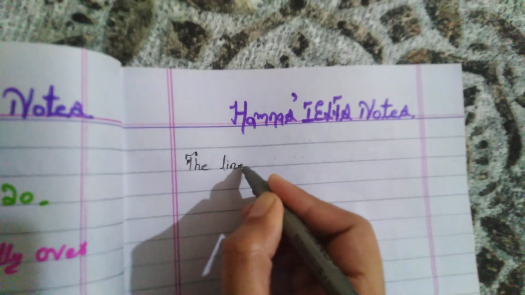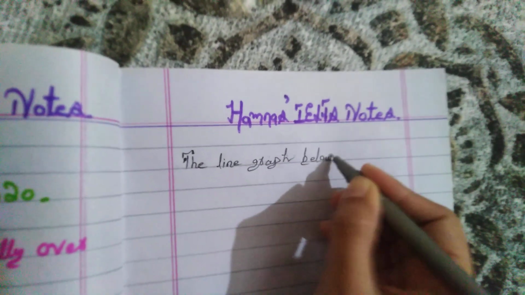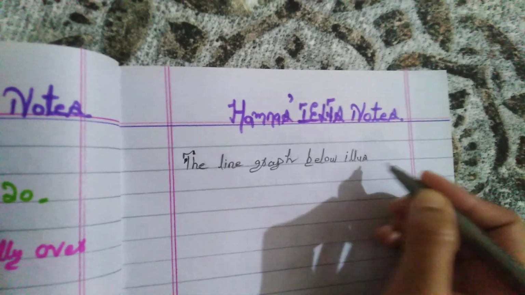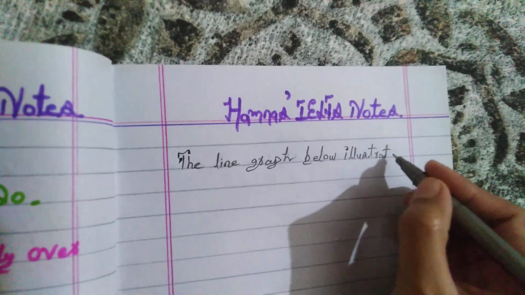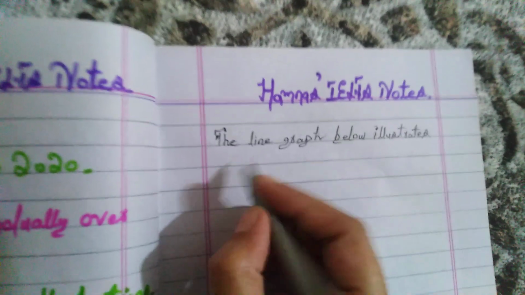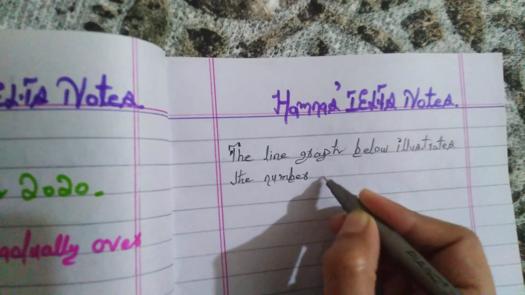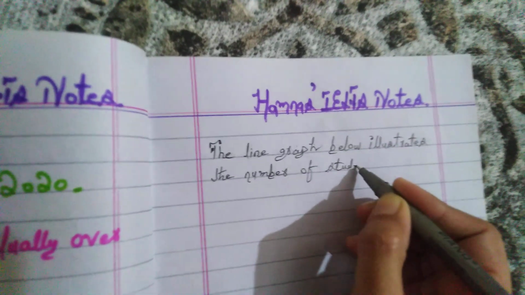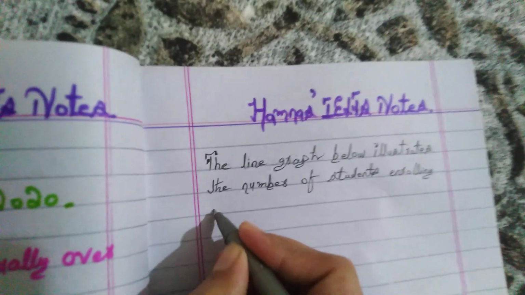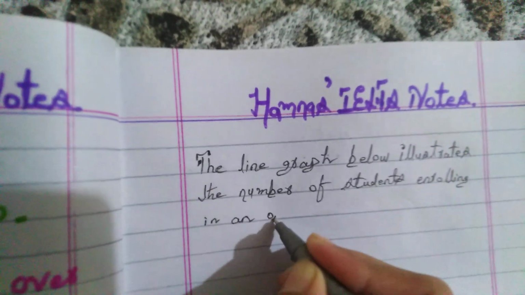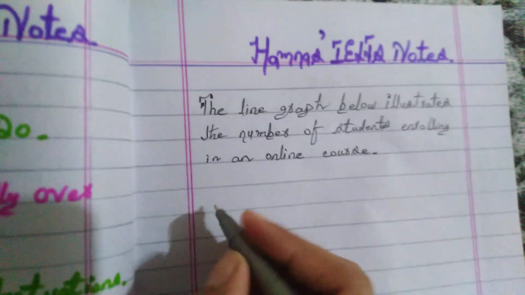The line graph below illustrates. Don't write show, write illustrate. Illustrate is an academically advanced word, so write illustrate instead of show. The line graph below illustrates the number of students enrolling in an online course. Now the first paragraph is done.